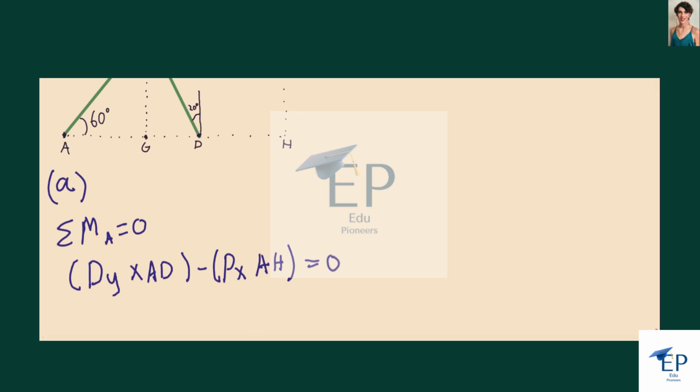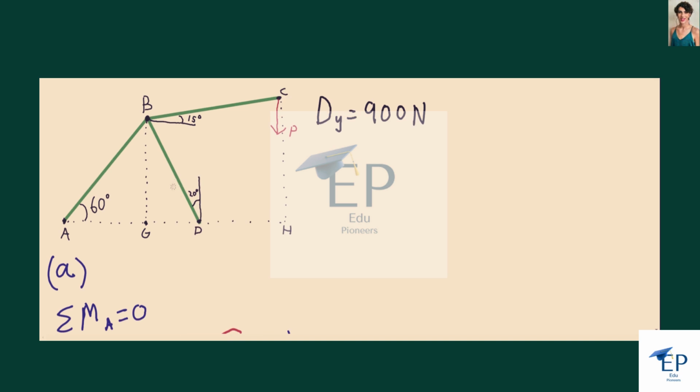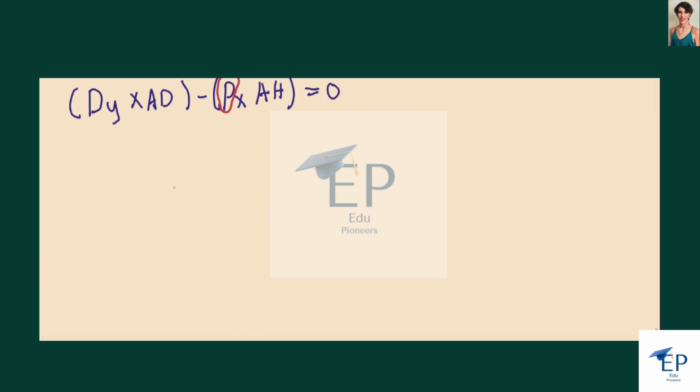So we're going to solve for this unknown value P, since we can find our lengths AD, AH, and we already know what D of y is. So we're going to start solving for the unknown lengths in our free body diagram. First we're going to find the length BG, and that's going to be equal to 200 times the sine of 60, which will be equal to 173.2 millimeters.